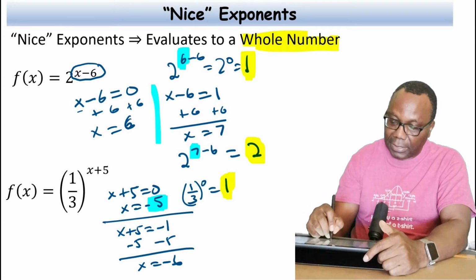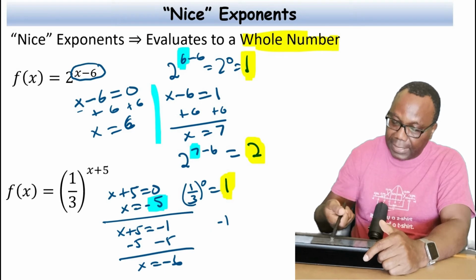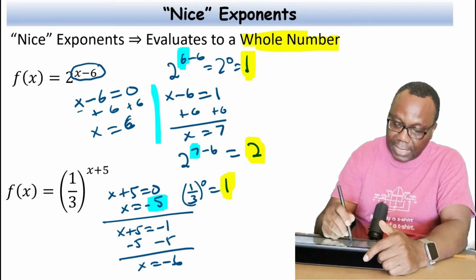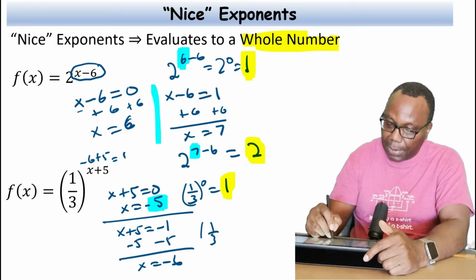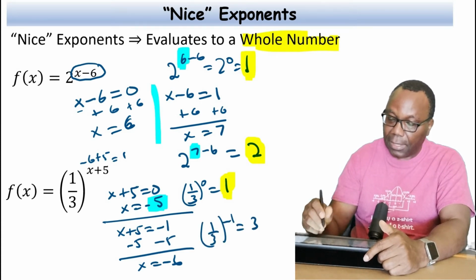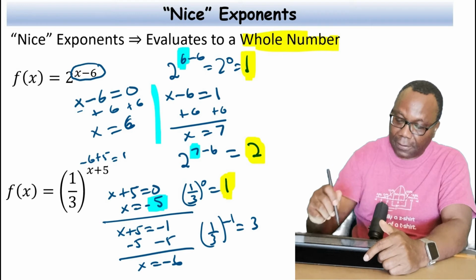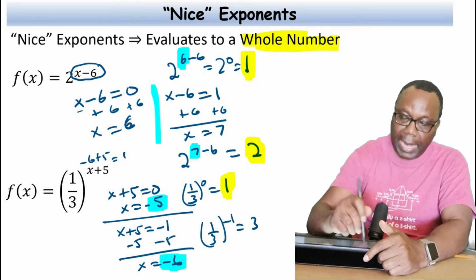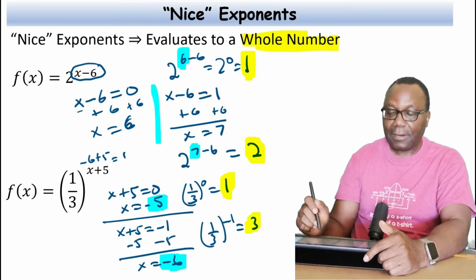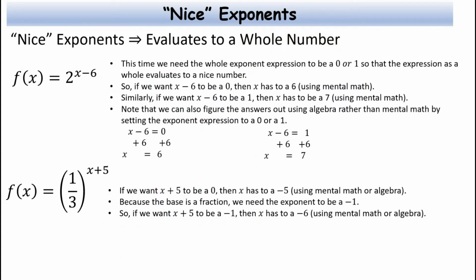Now a -1 here. All right, so that will be -5 minus 5, so x equals -6. So if I use 1/3 to the power of -1, because if I put -6 here, -6 plus 5 is -1. So 1/3 to the power of -1 is 3. So for an input of -6, my output will be 3. All right, the notes for that have everything. Pause, take note, and study it.